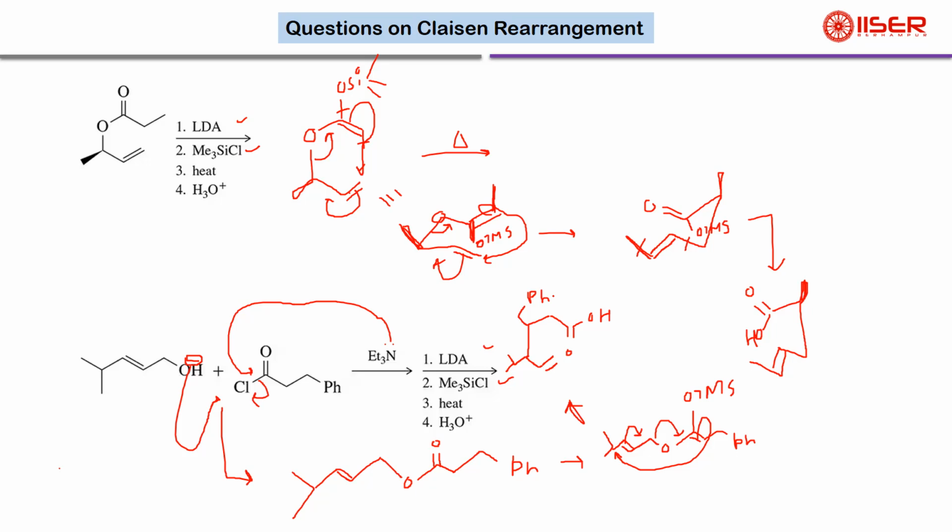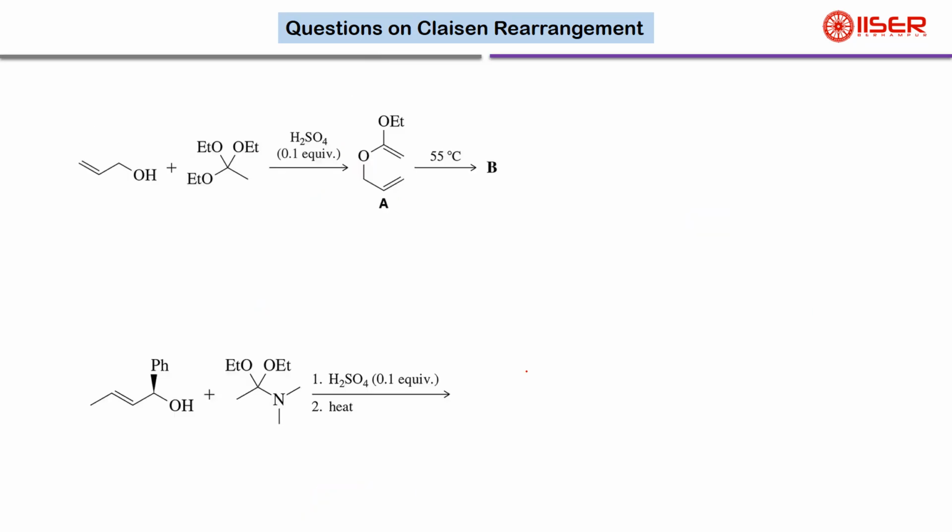I am not drawing it. Just for practice, take this question and draw it through a Zimmermann-Traxler transition state, so that you will get an idea how to draw the transition state, and you will get an idea what will be the stereochemistry of these two chiral centers. Just draw it by yourself. It's kind of a homework. You can draw it by yourself and get an idea. If any doubt is there, you can contact me. I will give you the answer.